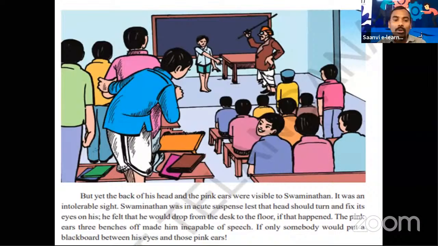If only somebody would put a blackboard between his eyes and those pink ears. So Swaminathan thought that if somebody keeps something in between Rajam's eyes and the blackboard, Rajam might look at Swaminathan, but there is no chance at all.